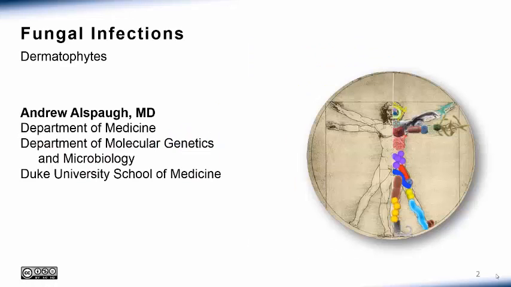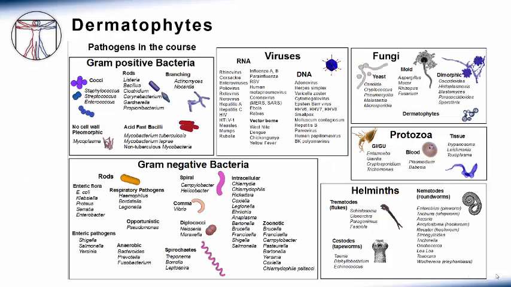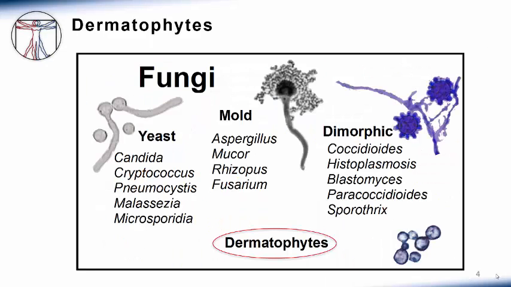This is Andy Alspaugh from Duke University School of Medicine. This presentation will explore a fascinating group of fungi known collectively as the dermatophytes, the causes of superficial skin infections, and arguably the most common infectious agents in the world. In our pathogen map, the dermatophytes are located within the fungal kingdom, growing as hyphal molds.